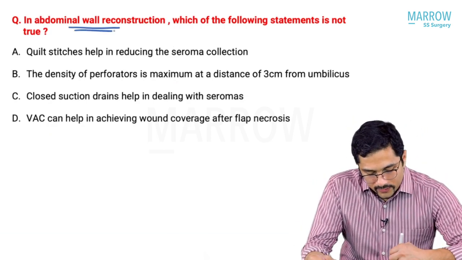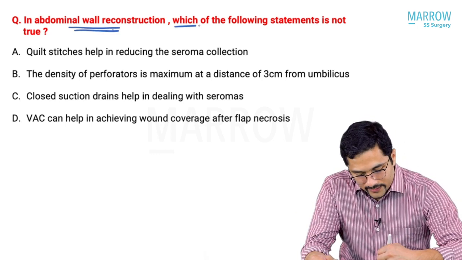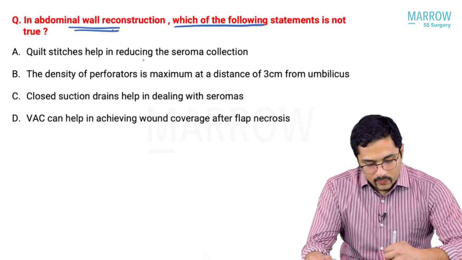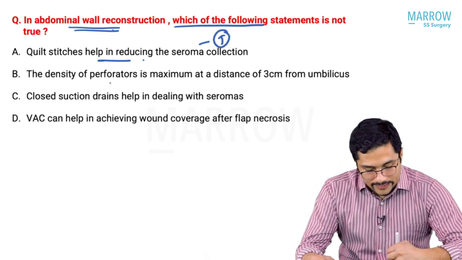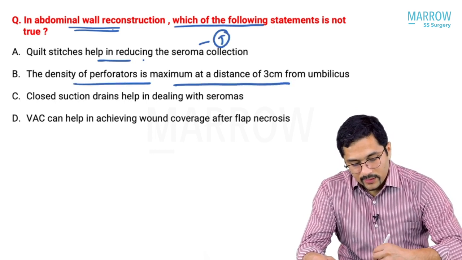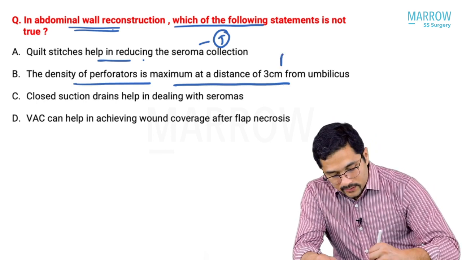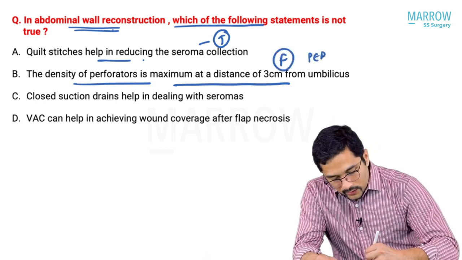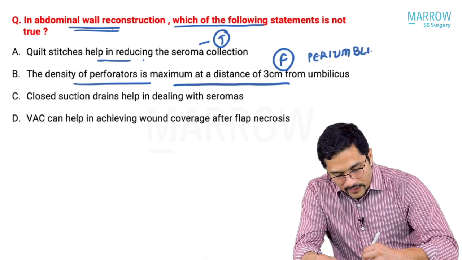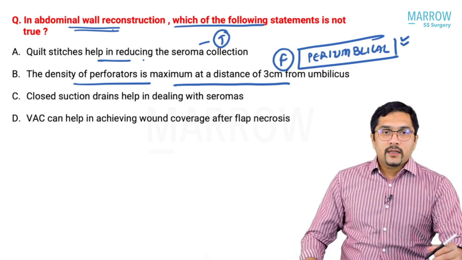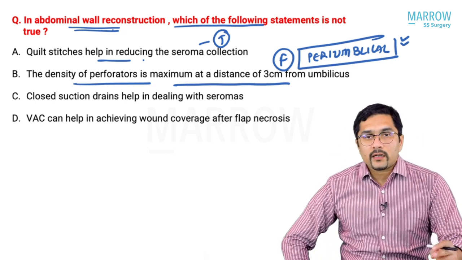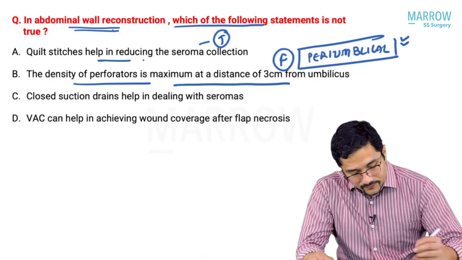So, in abdominal wall reconstruction, which of the following statements is not true? Quilt stitches help in reducing seroma collection. This is true. The density of perforators is maximum at a distance 3 centimeters from the umbilicus. This is false. They are majority in the periumbilical region. That is why we have to be careful while we are dissecting the periumbilical region. That is where majority of the perforators are there. And it is not beyond 3 centimeters, it is just in the periumbilical region.